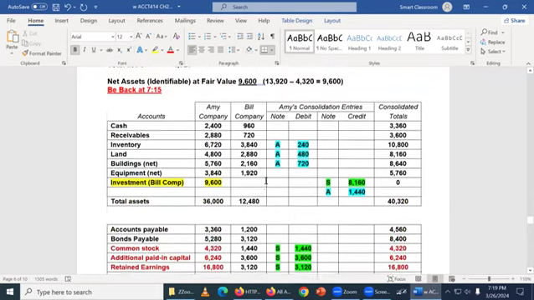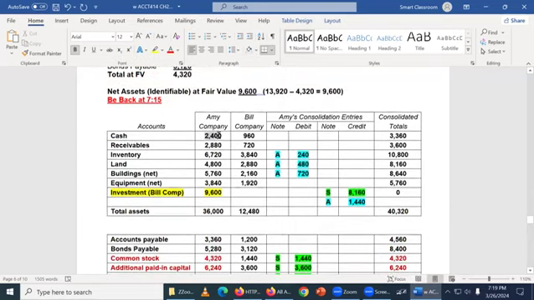So at some point, Amy Company, well, actually, probably the day before, they had 9,600 more in their cash account than they had after it. But yeah, they paid cash for it, so it must have come out of that cash.